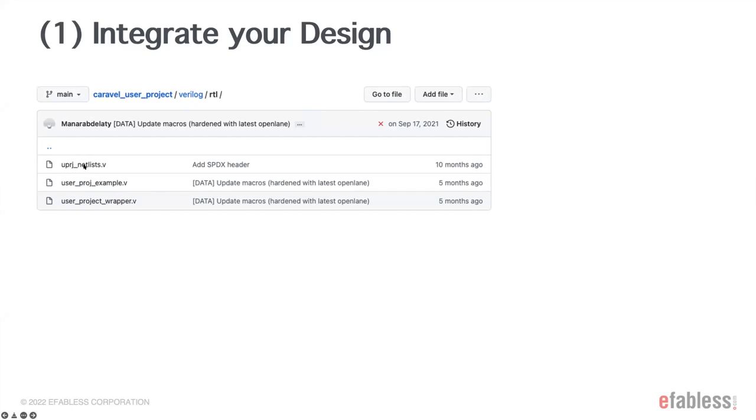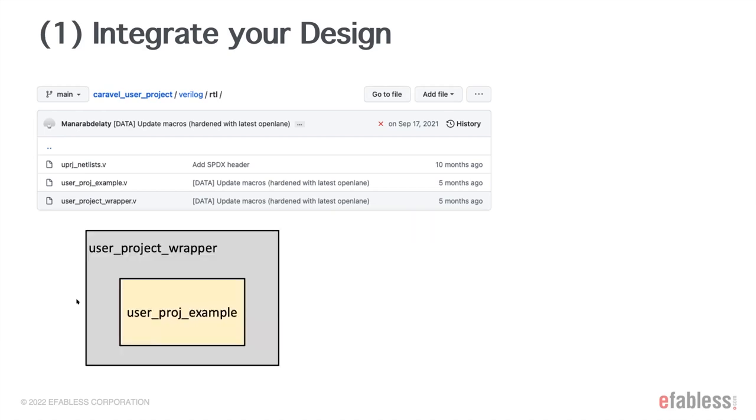So the user project wrapper, I'm not going to refer to the first two for now, but the third one is a Verilog module that represents the user's wrapper. And this is the Verilog module that should host your design. So when you do integration, your design should be instantiated inside the user project wrapper module. Here in this folder, we provide an example called user project example. As you can see, it is instantiated inside the user project wrapper.